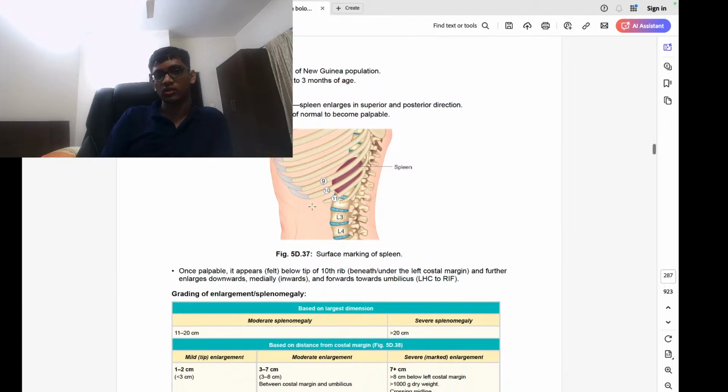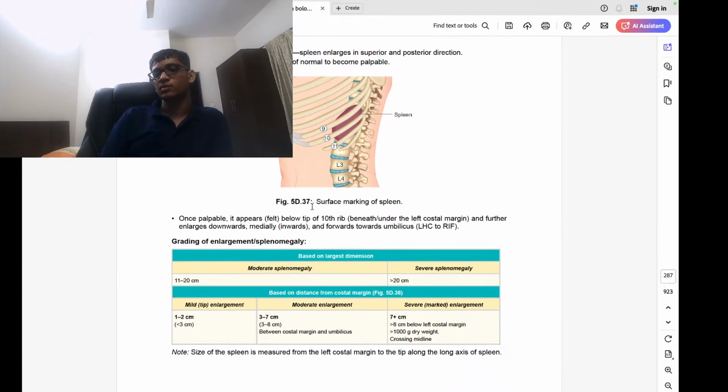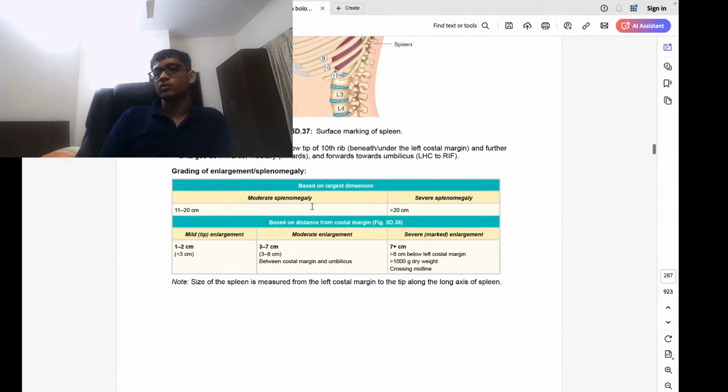Generally, the spleen is not palpable. Splenic enlargement: before it becomes clinically palpable, the spleen enlarges in a superior and posterior direction. It has to enlarge 2 to 3 times the normal size to become palpable. Once palpable, it is felt below the 10th rib, under the left costal margin, and further enlarges downwards and medially, forwards towards the umbilicus, from the left hypochondrium to the right iliac fossa.